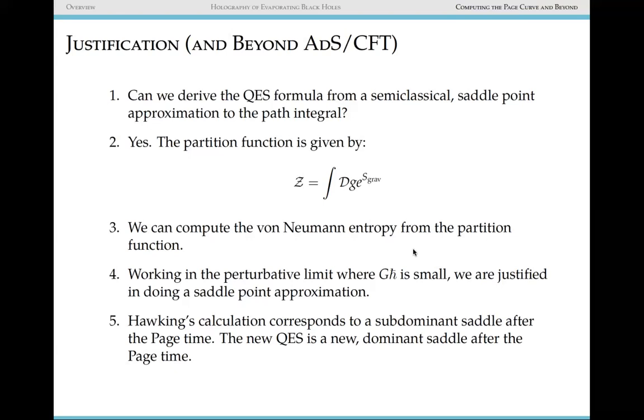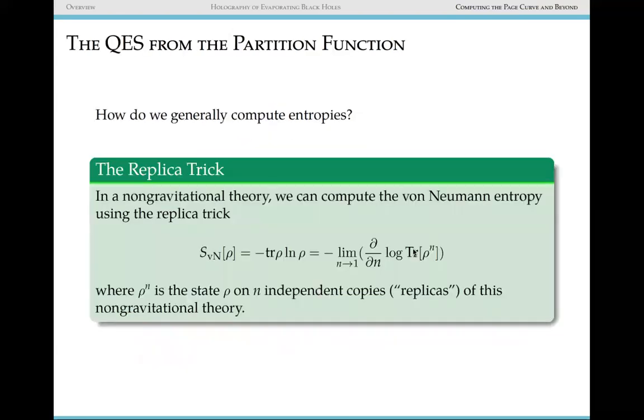It corresponds to Hawking's calculation in the sense that it agrees with his answer. Of course, Hawking didn't actually do the calculation in this way. He didn't use a saddle point approximation to the gravitational path integral. But that answer gives you Hawking's result. After the Page time, the saddle that corresponds to Hawking's result becomes subdominant, because the new saddle to the gravitational path integral has a smaller Euclidean action.